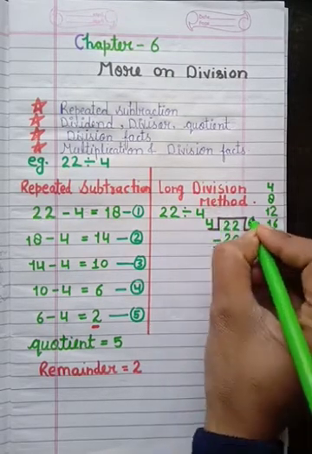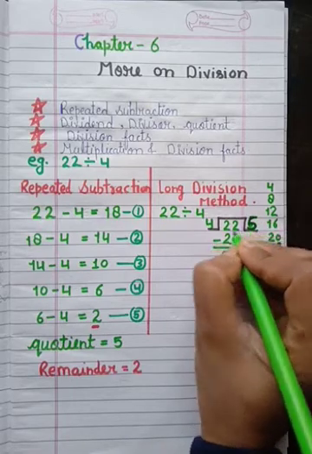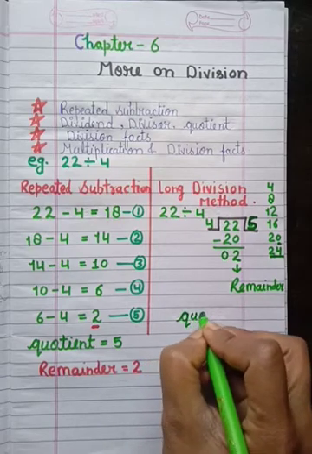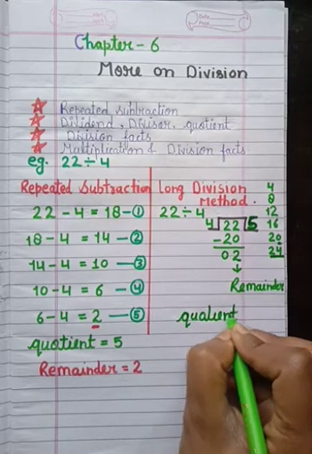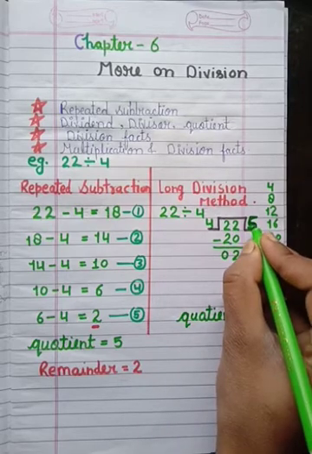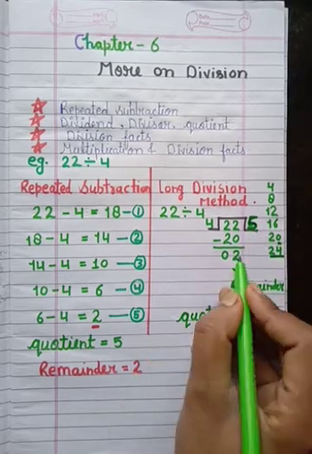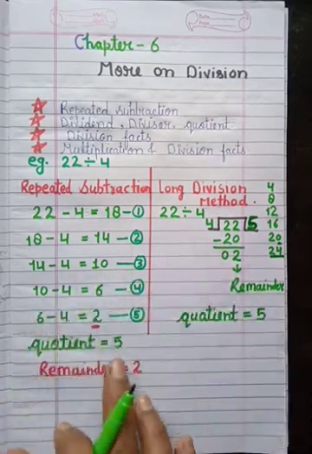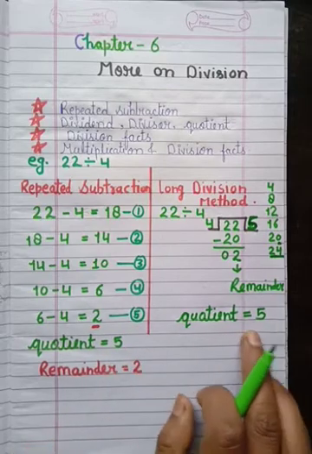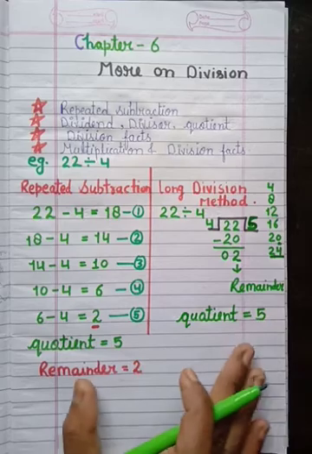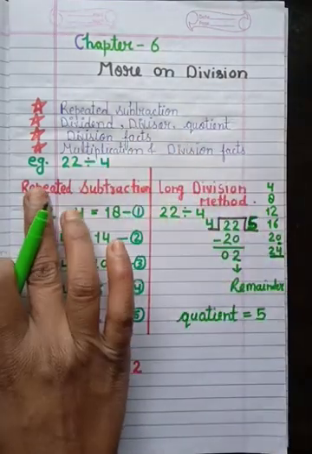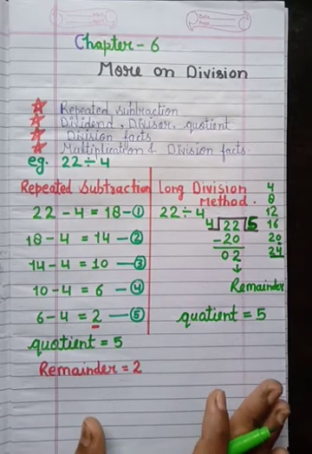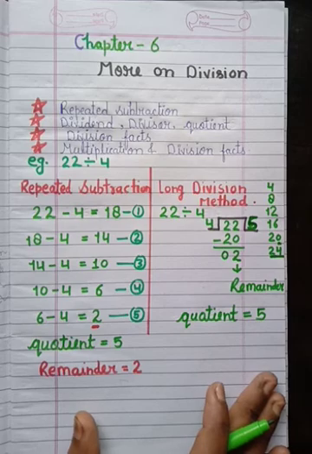Sorry beta, 4 5s are 20. By mistake I have written 6 here. So here you can see the quotient is 5 and the remainder is 2. The answer is 5 here also and here also. आंसर तो सेम आपका आना ही था, but only the method is changed. Now I hope you all have understood this topic very well. Thank you and have a nice day.